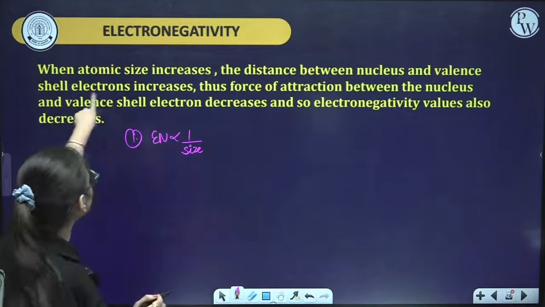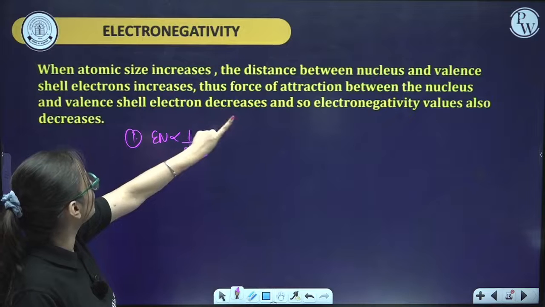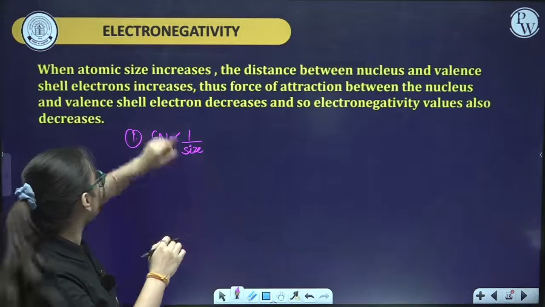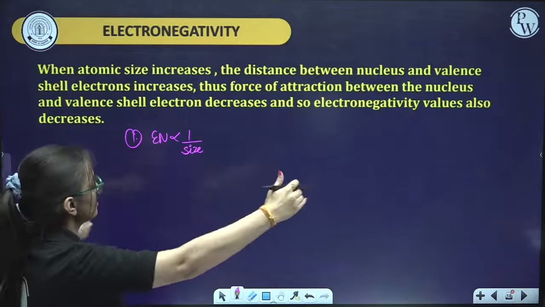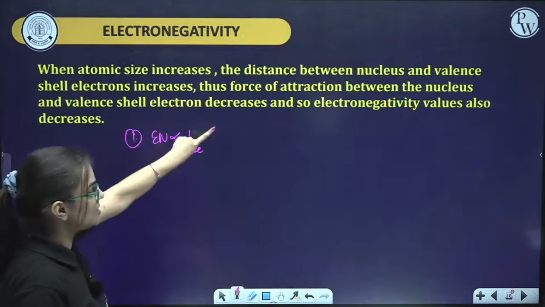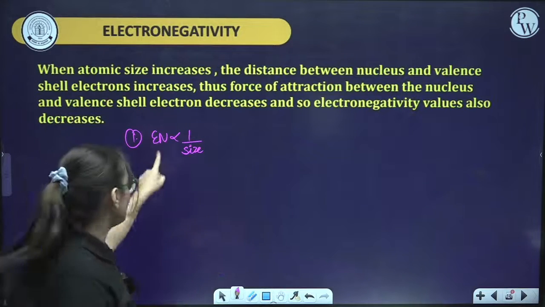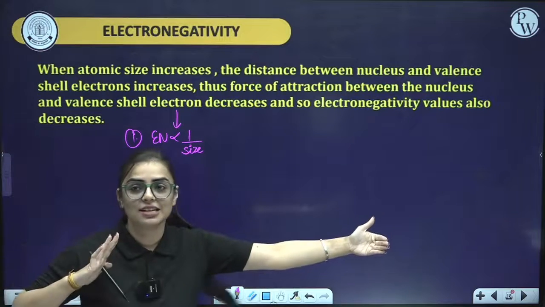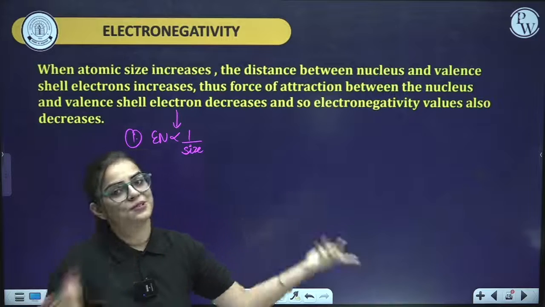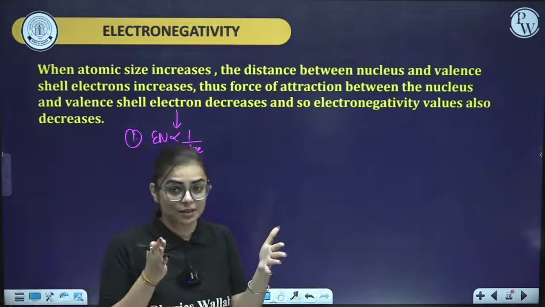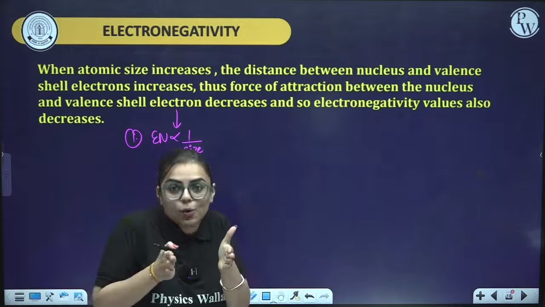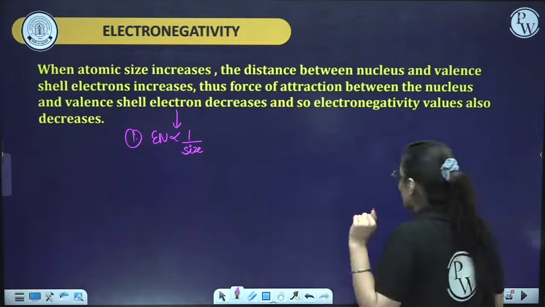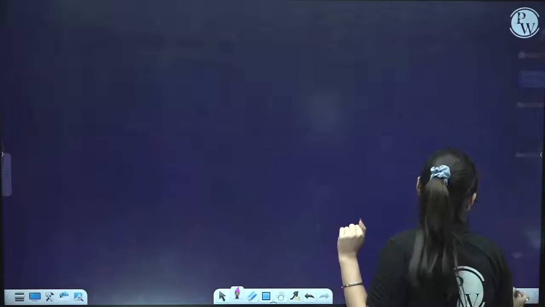See, when atomic size increases, the distance between the nucleus and the valence electron increases, right? Atomic size increasing, the distance increases. Thus, the force of attraction of the nucleus decreases, and electronegativity also decreases. So that means electronegativity is inversely proportional to size. If size is decreasing, it is coming close, so electronegativity will increase. Got my point, everyone? So now the next homework question for today's class is the third homework question.